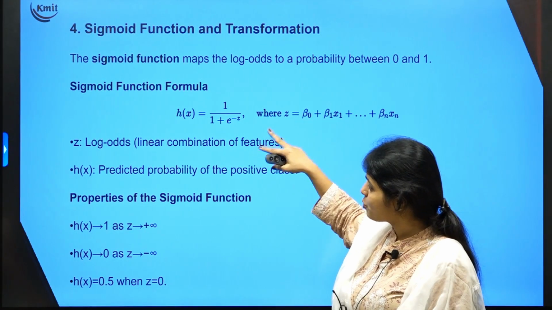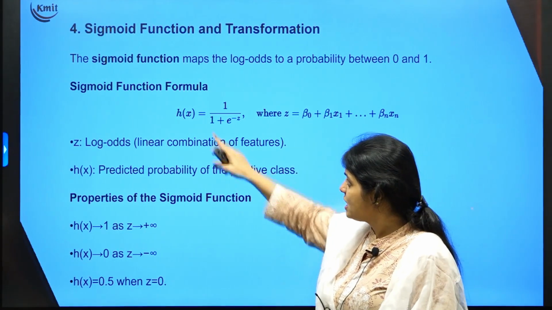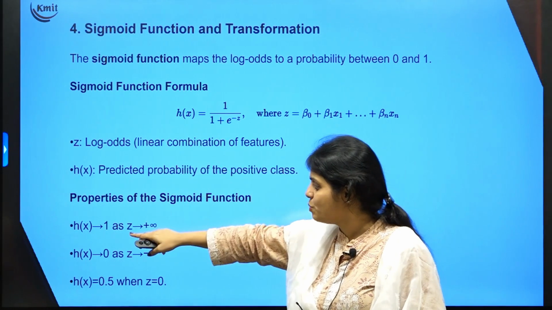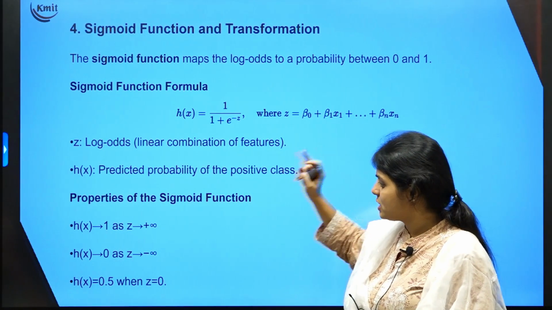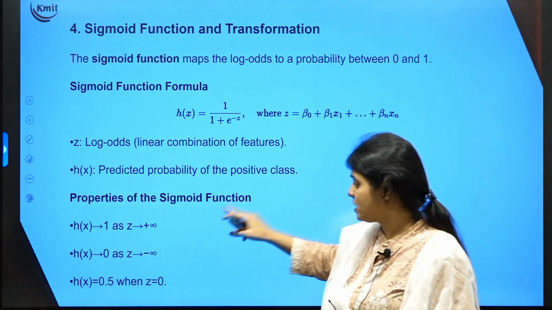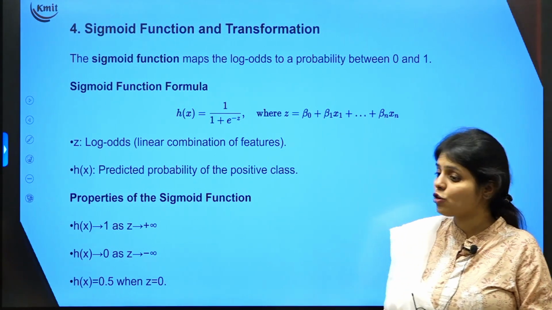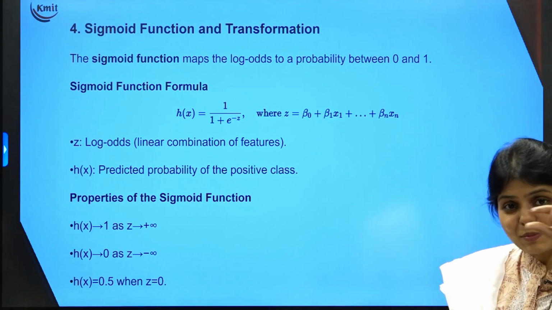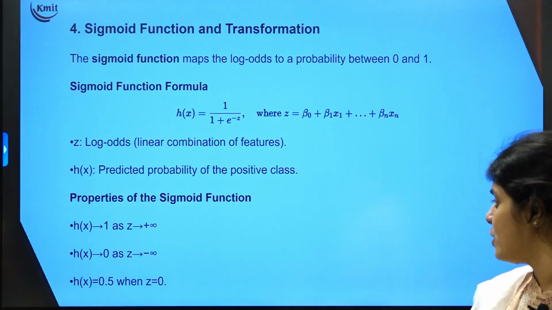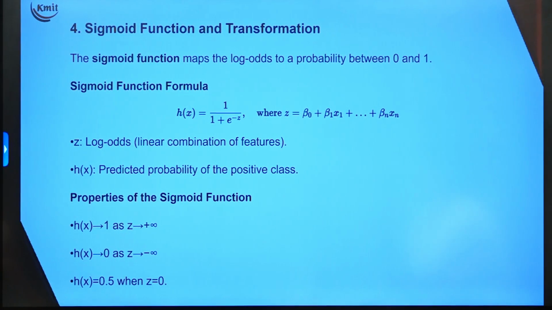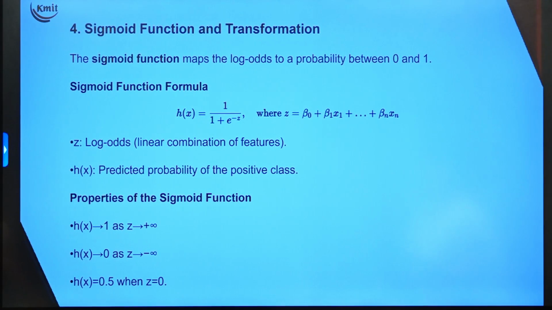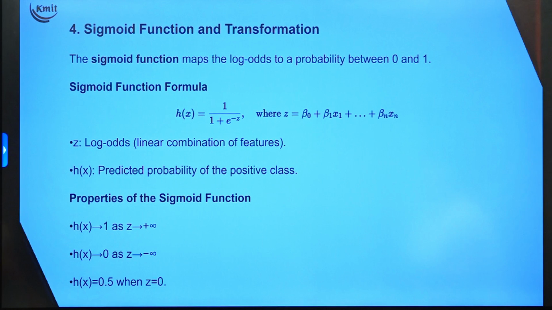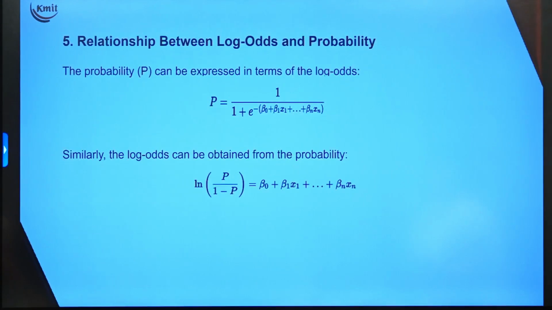When I talk about the properties of the sigmoid function, we say this variable h of x would be 1 if z tends to infinity. It would be 0 if z tends to minus infinity, and h of x is equal to 0.5 when z is equal to 0. I am putting up a threshold, right? So when z is equal to 0, h of x would be 0.5. These are the three properties of the sigmoid function.